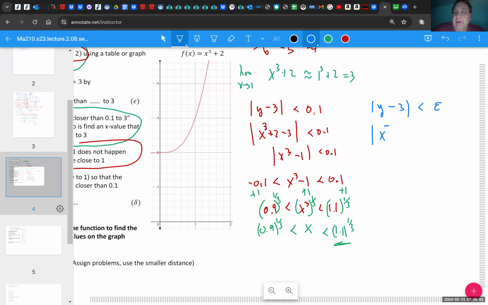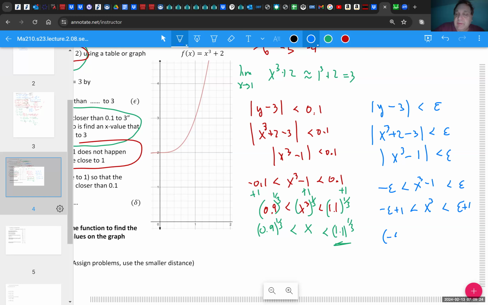But the process is exactly the same. We're still going to put in the y function for y. And then we're still going to simplify. All the steps are going to be the same, except that we're using the letter epsilon, this Greek E, instead of 0.1. So I'll get negative epsilon to epsilon. And we have x cubed minus 1 in there. And then I'll add 1 to all 3 sides, I guess. And then I'll cube root or raise it to the 1/3 exponent.